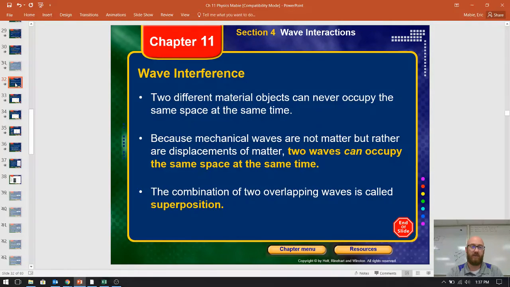So last set of notes is wave interference. This is very simple to understand. It's basically when two waves occupy the same space, they can do one of two things. They can add or they can cancel out. You guys understand this. It's very cool when it happens.